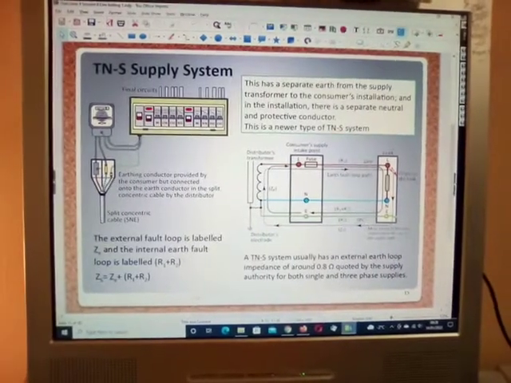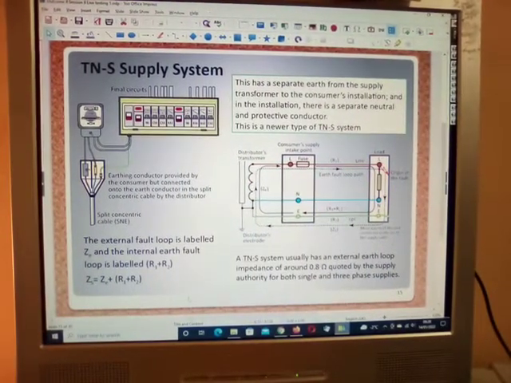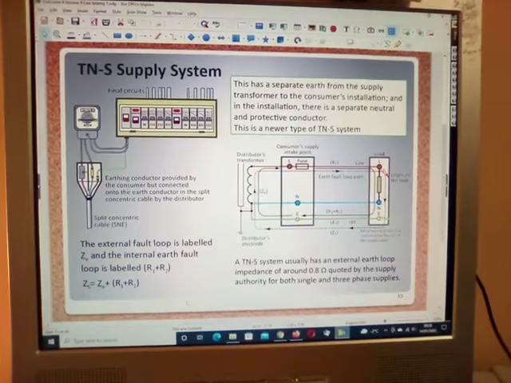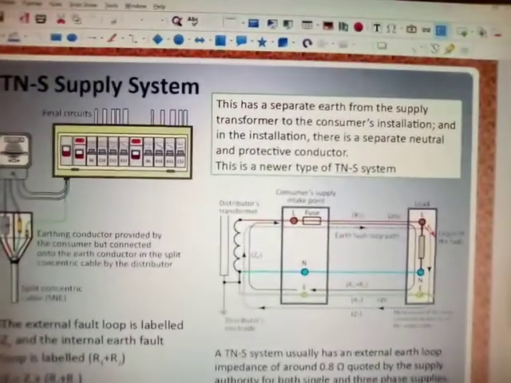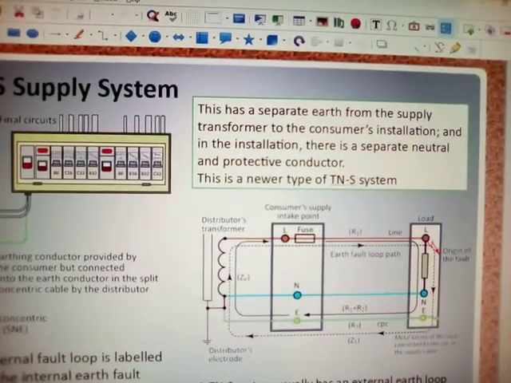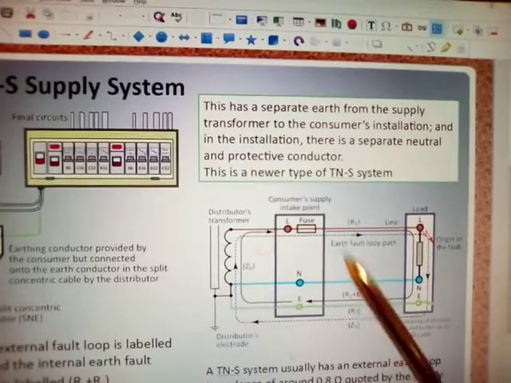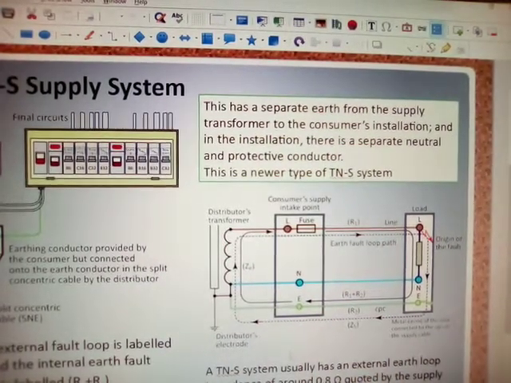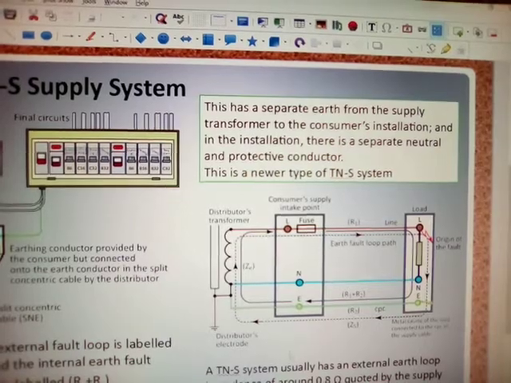And here we have a look at the TN-S supply system. Now this is your earth loop path, and you need to be familiar with that in regards to R1 and R2.